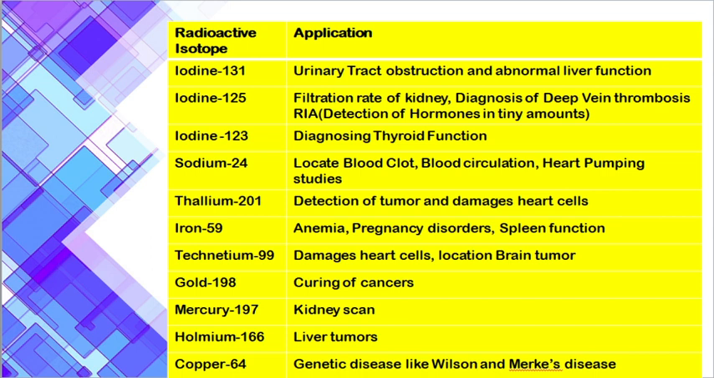So this gold 198 is used in the form of seeds, and it is used for internal radiotherapy. Okay, so they will be incorporating the gold inside the body. So you should note that. And it is generally used for curing cervical cancer, prostate cancer, breast cancer, and skin cancer.